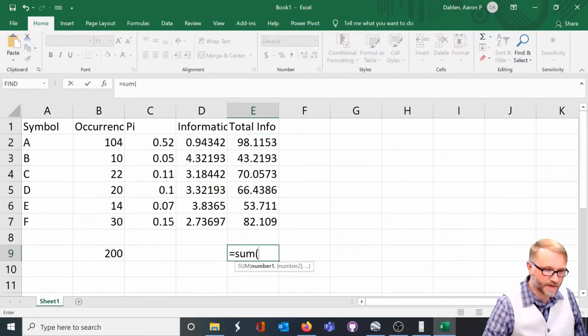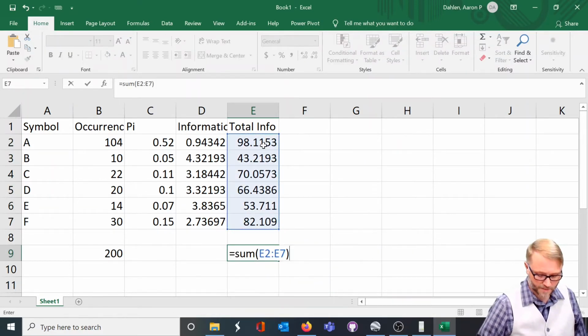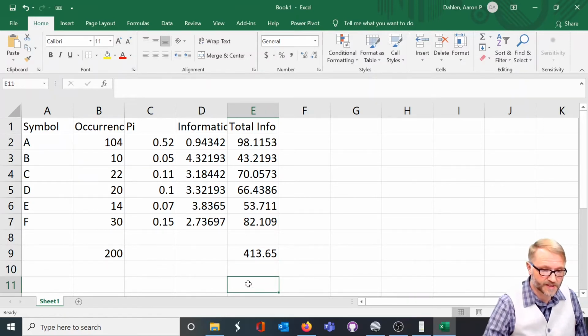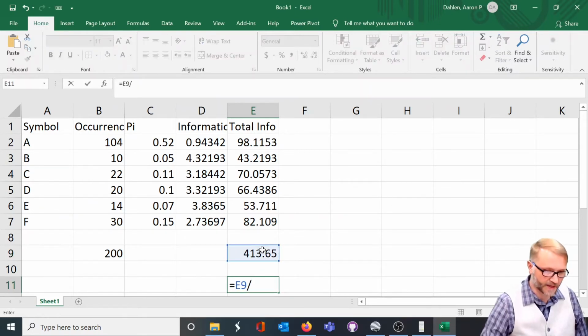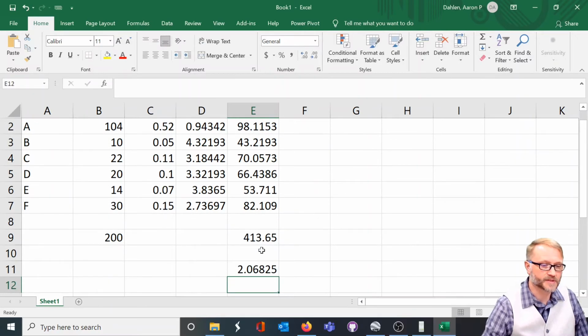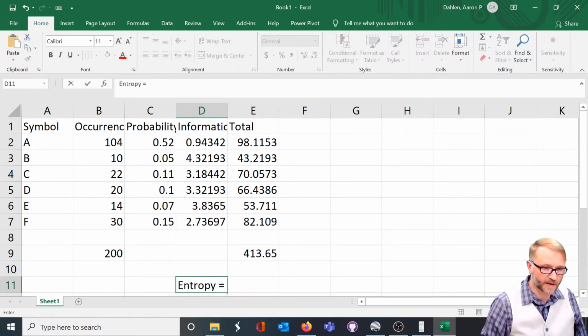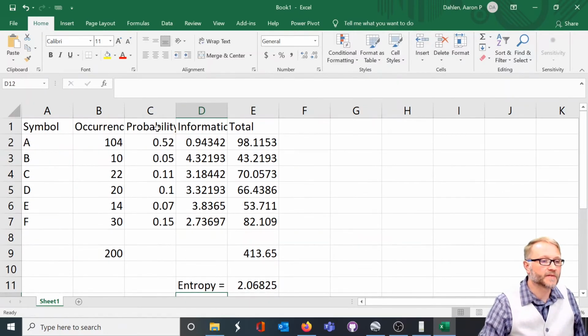If we take the summation of this column, we see that we asked 413 questions to identify all 200 symbols. So the final thing we want to do is take that number, so this number, and we divide it by 200, which is the number of symbols that occurred. This is the entropy of that particular system. Given these probabilities, this is the measure of information contained in the set.